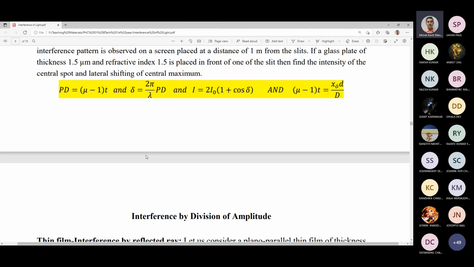Can you understand this point? Are you present in the class, or is there no response from your side?